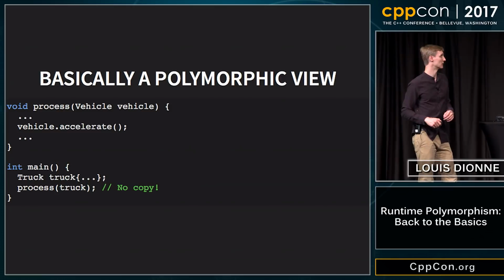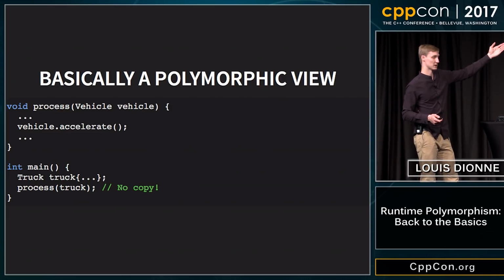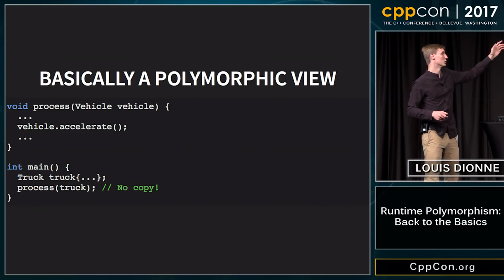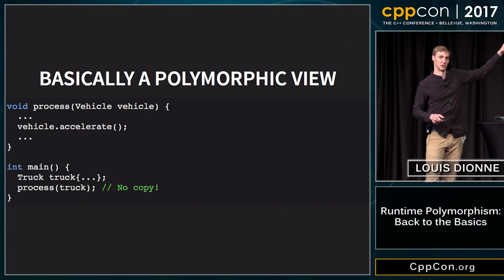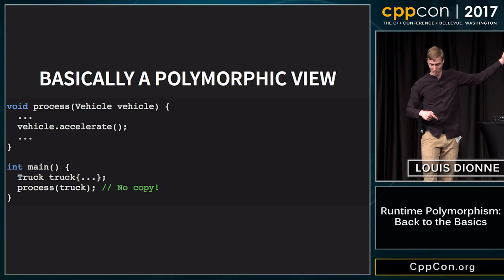No, in this case, truck doesn't know anything about vehicle. That's right. That's the point. It only has the right interface so that when you create the vehicle with the non-owning storage, you're creating a vtable from that, right? And that's what binds to the accelerate method of the truck.